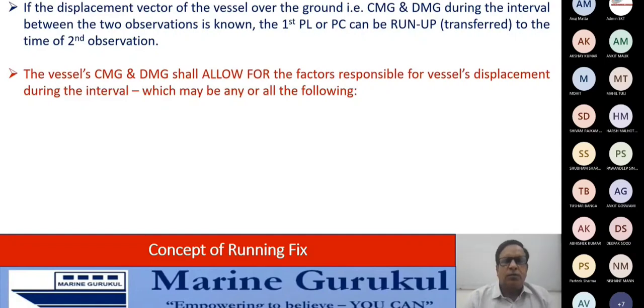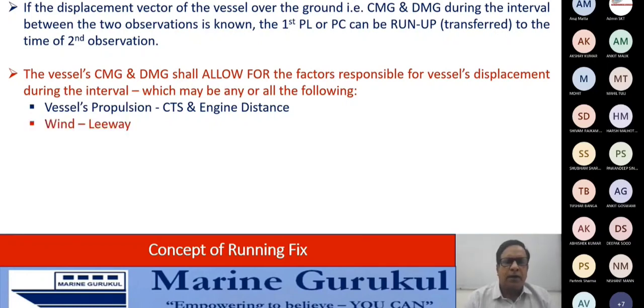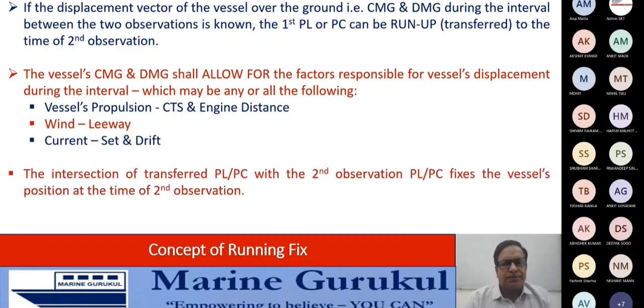The vessel's course made good and distance made good shall allow for the factors which are responsible for the vessel's displacement during the interval between the 2 observations. And these factors could be any one or all of the following. Vessel's propulsion vector, represented by course to steer and the engine distance covered during the interval. Wind, affecting its leeway, and the current affecting through set and drift during the interval.